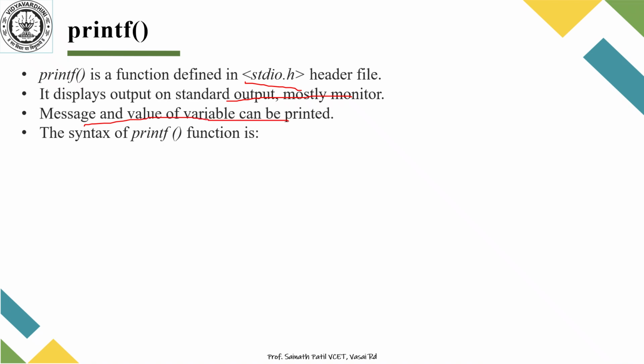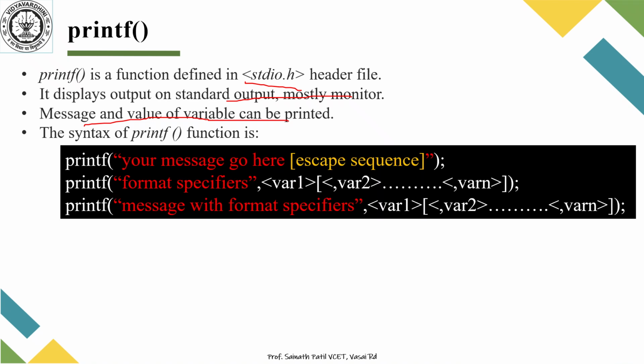The syntax of this is like this: printf, with the message in round brackets. Whatever message you want to display must be given in quotation marks, that is, your message goes here, and escape sequence. What is an escape sequence? I'll explain. Then sometimes a format specifier and the value of the variable which is to be displayed. That list of variables must be given, and sometimes you can combine your message, format specifier, and value of the variable.